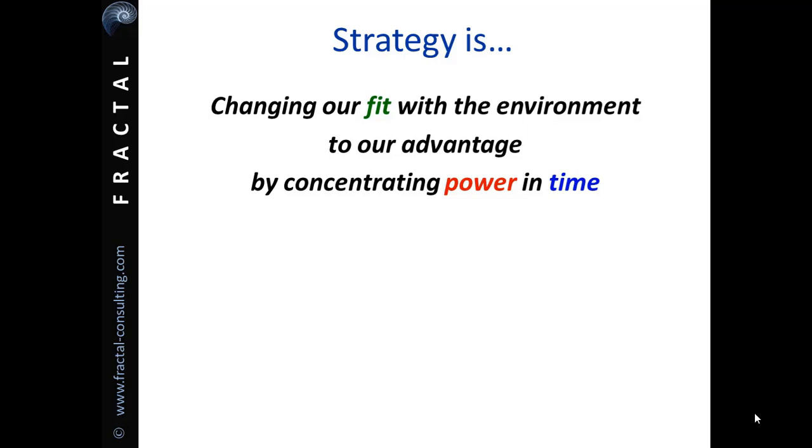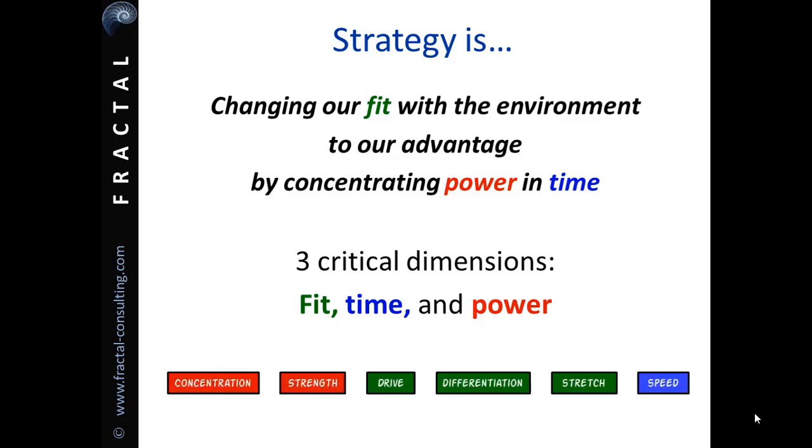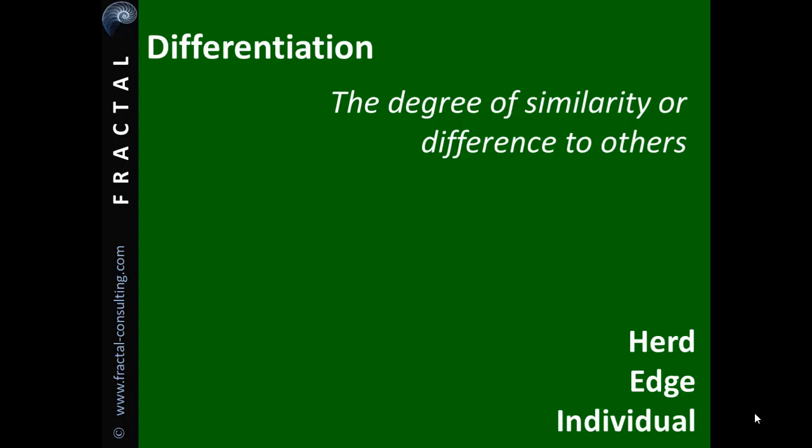Patterns of strategy uses time as well as power. Overall, it has these three critical dimensions: fit, time and power. And each has a number of elements. We use these elements to describe and define structural couplings, and we'll go through each element in turn. So fit has three elements, and differentiation is the first. It's a core concept in patterns of strategy, and it's about the degree to which we are the same or different to others. There are 3 degrees of differentiation: herd, edge and individual.